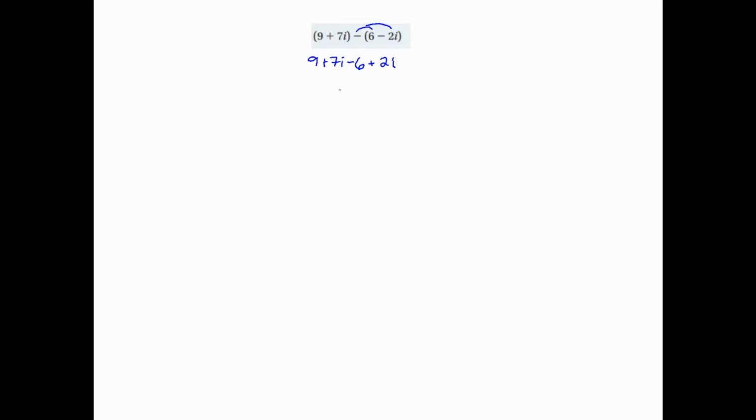Now you just want to combine your like terms. So 9 minus 6, that's going to be 3, and 7i plus 2i, well then that's going to be 9i. Because if this was an x, it would be 7x plus 2x, and I'd have 9x's. Well, we have an i, and those are imaginary numbers. And this would be your final answer.